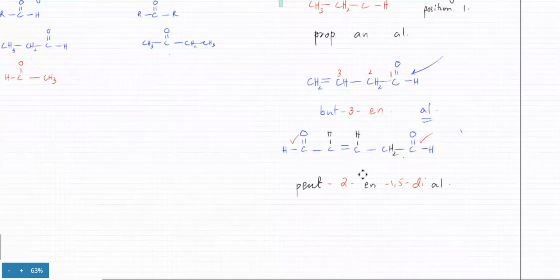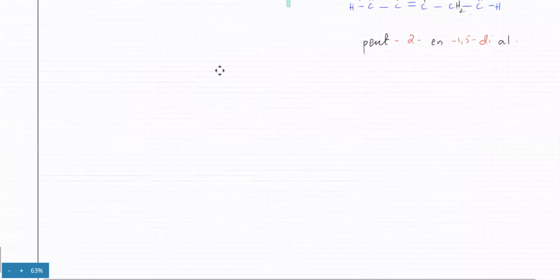And this one was a dial, which means a dialdehyde. Both sides had aldehyde groups. Even if you hadn't mentioned the position, you would still know that the only place where the C double bond O could be put in an aldehyde is at the end and at the beginning. So anyways, the next one that we're going to talk about is going to be a ketone.